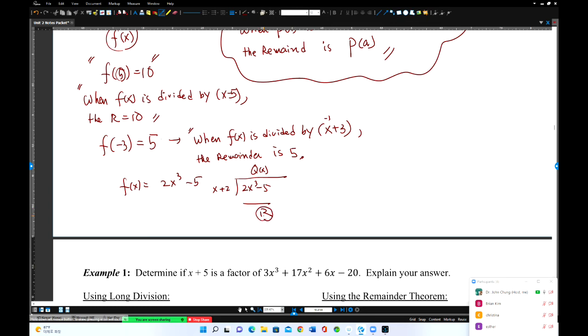In this case, we use the remainder theorem. You don't have to use long division. What's the remainder? Instead of x, you plug in negative 2. F of negative 2, how much? The remainder value is equal to the value of this expression when x equals negative 2. 2 times negative 2 cubed minus 5, that's the remainder. How much is that? Negative 16 minus 5 equals negative 21. Negative 21 is the remainder.